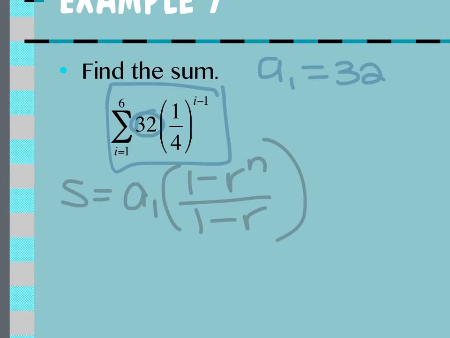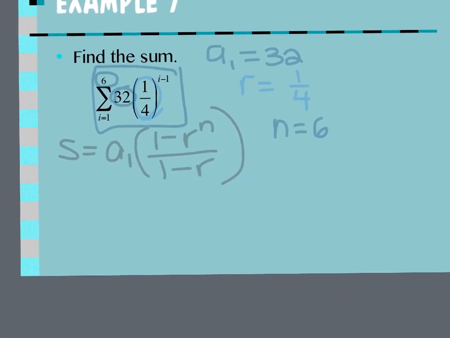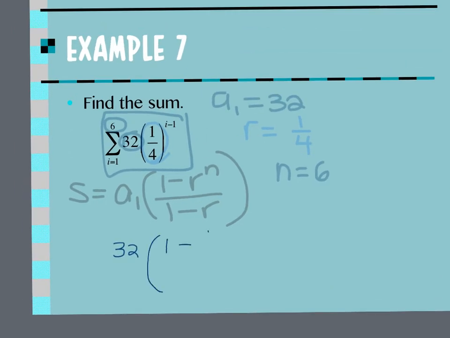So I have the a sub 1. The next thing I need is the r, and the r is the thing that's being raised to the power. So the r is 1/4. And the last thing I need is the n, which is at the top. If it's 1 on the bottom, remember 1 to 6, that means that the top is it. If the 1 was not on the bottom, then my number changes. And now I just plug it in. So I get a sub 1, which is 32, times 1 minus 1/4 raised to the 6th power over 1 minus 1/4.